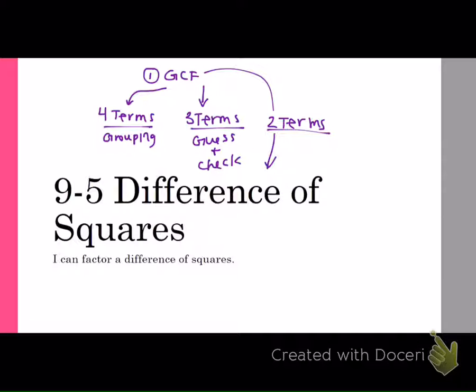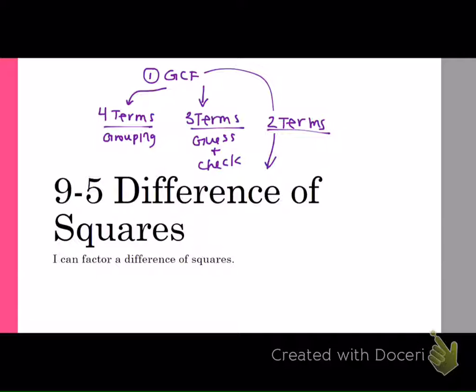4, 9, 16, 25. You guys missed those ones. You went right up to the big ones. So, 3 and 3 is 9. So, 9 is the perfect square. Difference means you are subtracting the binomial, so it must be subtraction.